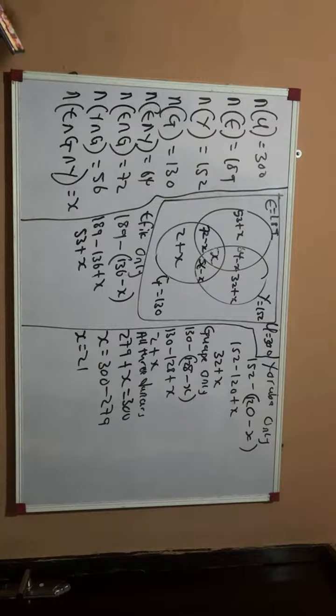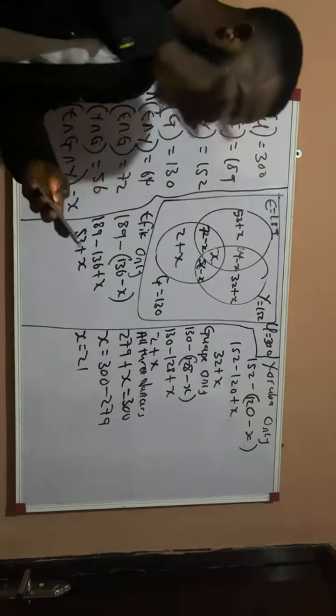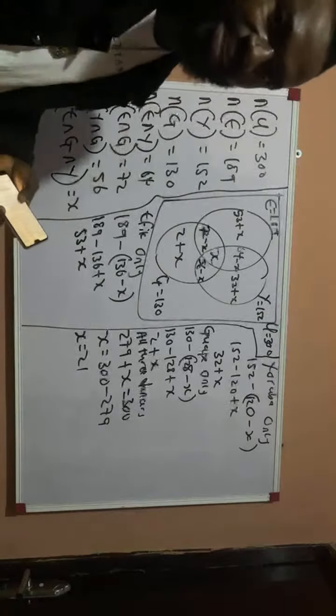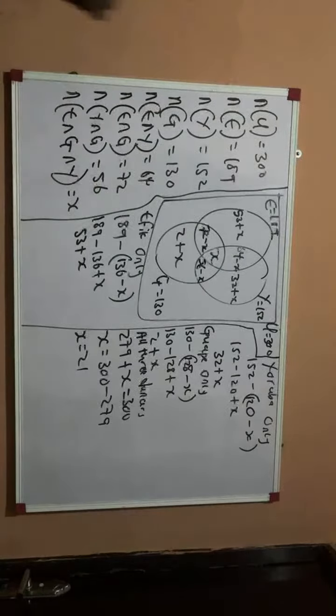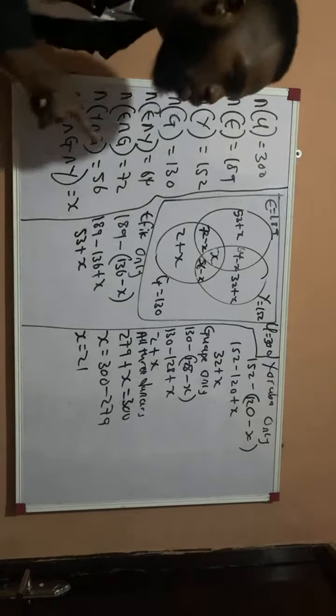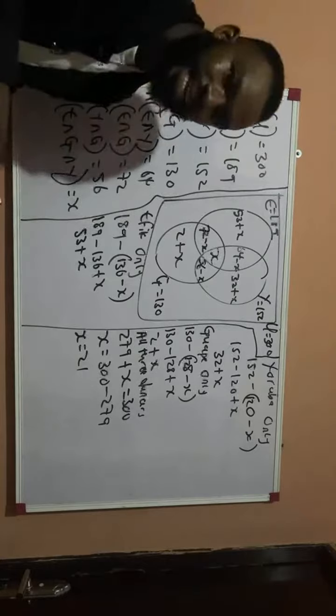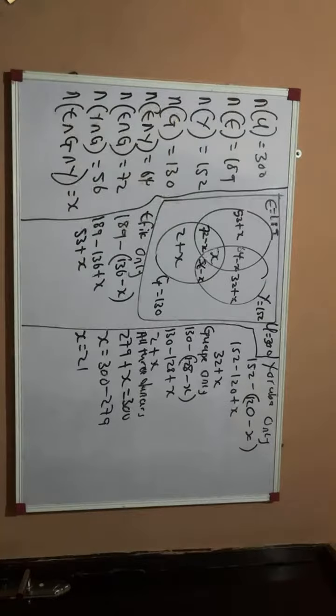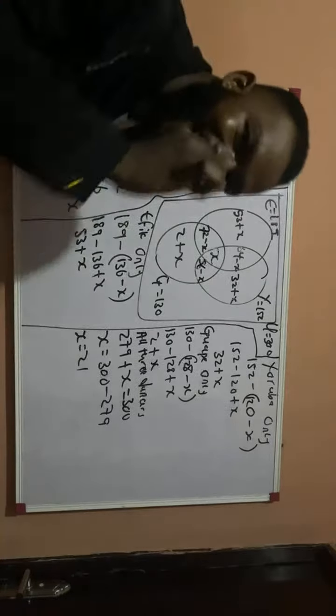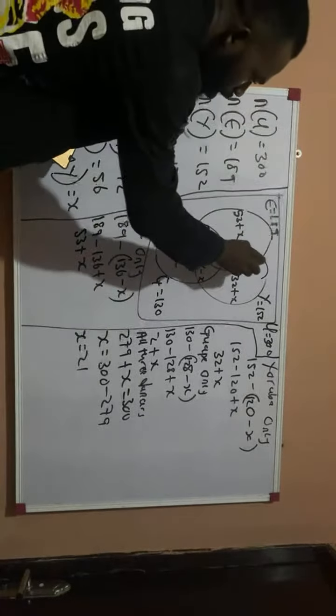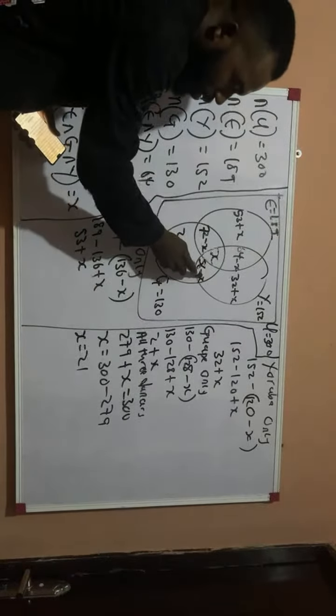Now, without wasting time, the next question says, how many viewers liked exactly 2 of the dancers? Exactly 2 of the dancers. Now, this is what we're going to do. Remember we said exactly 2 means this plus this plus this.